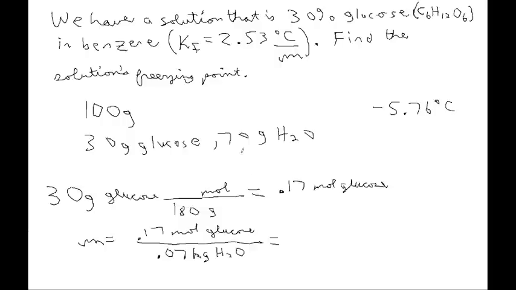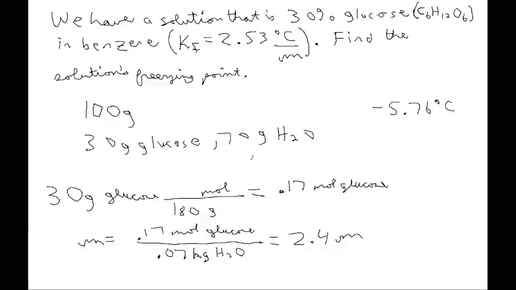So what did you get for the molality? You must have rounded a lot differently than me. All right. You did 0.17 divided by 0.07? Yeah. I got 0.16 divided by 0.07. Oh, okay. Really, if you were rounding off, you should round to 0.17. All right. Anyway, I got 2.4, close enough. So that would be our molality.